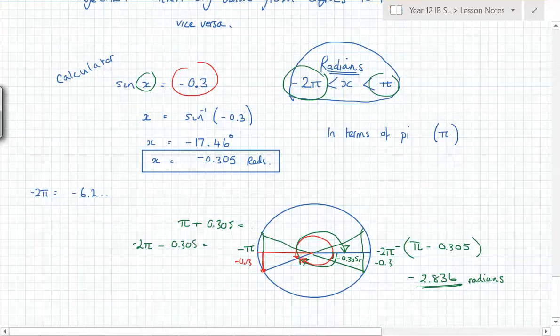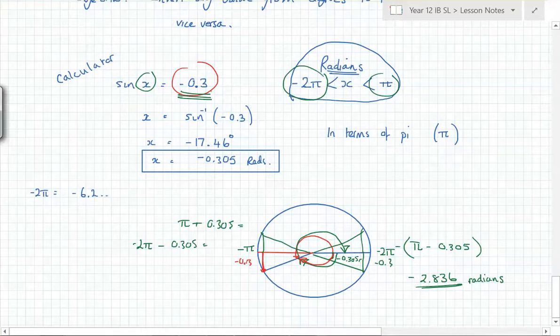But the problem with these ones is, pardon? They don't fit in what though? The domain? They do fit in the domain. They don't fit this bit. The answer to sine of whatever that is will give me a positive 0.3, not a negative 0.3. Do you understand the difference?